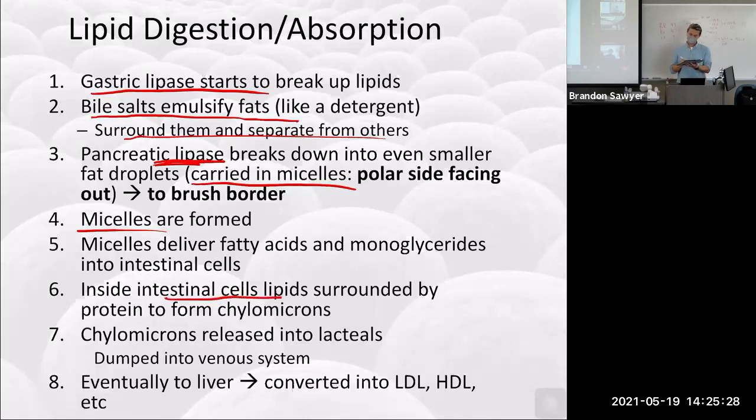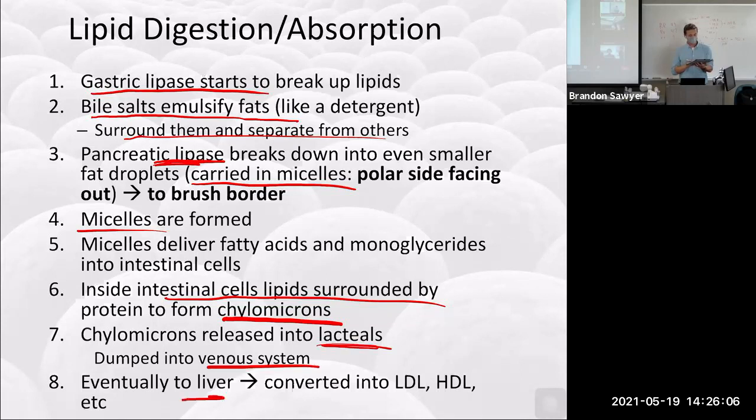Inside the intestinal cell, those lipids are now surrounded by proteins, kind of making a ring of protein around them. That's when they become something called chylomicrons. Chylomicrons can show up in the blood, and they can be risk markers for cardiovascular disease and some other things. But finally, these chylomicrons get dumped into the lacteals, which are part of the system with those different vessels we saw up in the villi, with the capillaries and the lacteals. Eventually that gets dumped into the venous system.